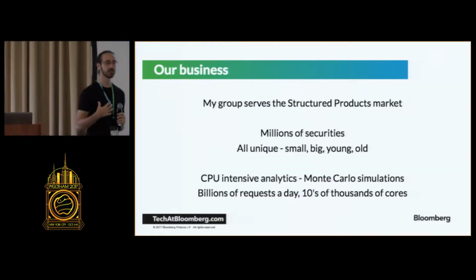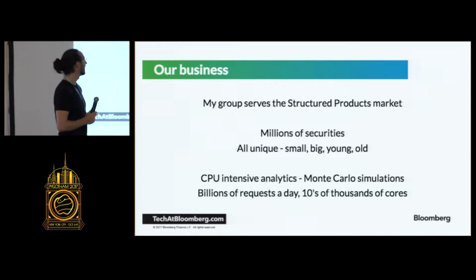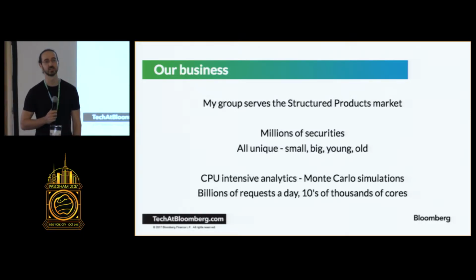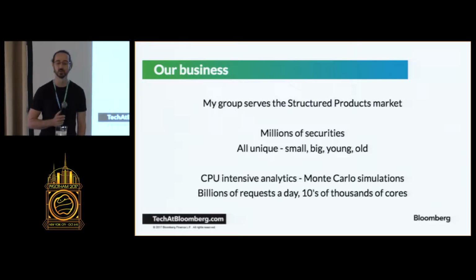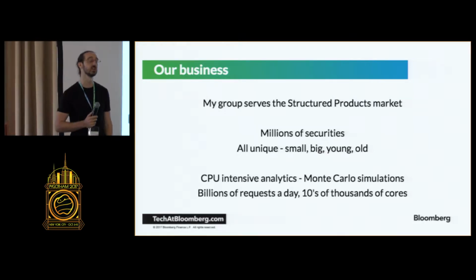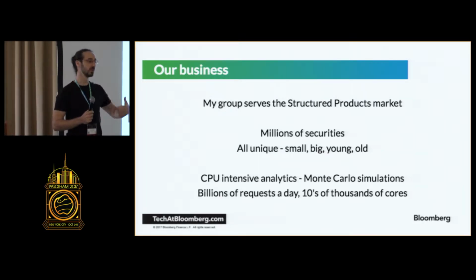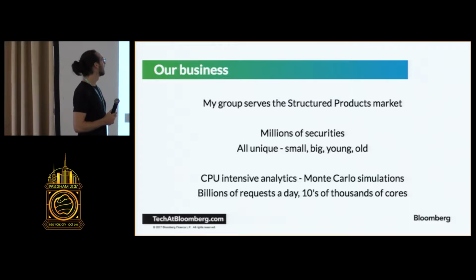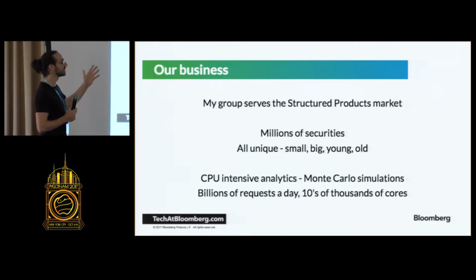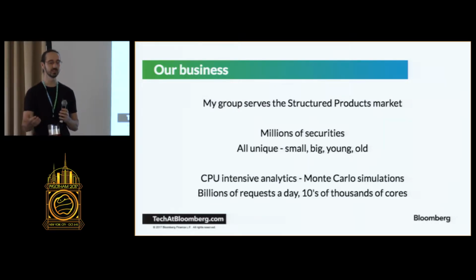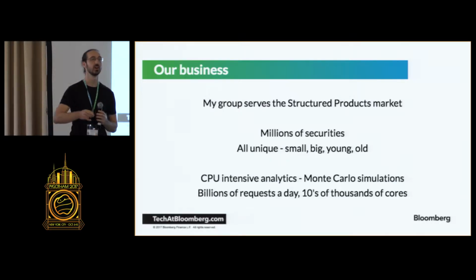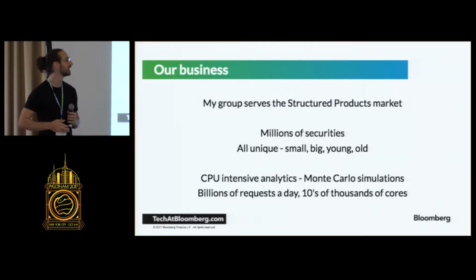So the group that I work in is the Structured Products Group. We are responsible for things like mortgage-backed securities. Recently, for example, cell phone lease deals started becoming securitized. So any bonds based on consumer debt is what we service. It's very interesting and difficult because there are millions of securities. There's a huge number of them, and they're all unique. Cell phone lease deals are different from mortgage-backed securities, are different from credit card deals and auto loan deals.